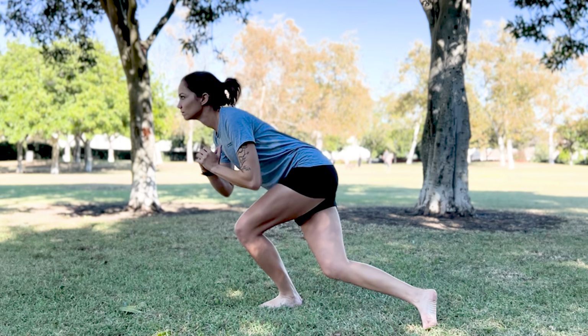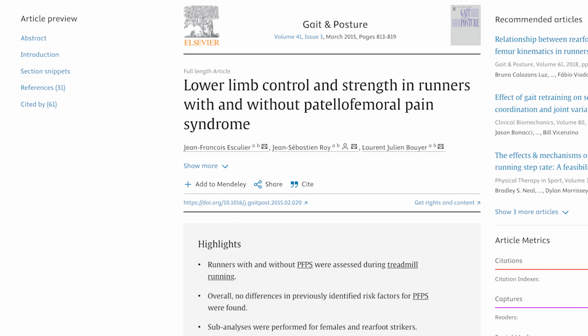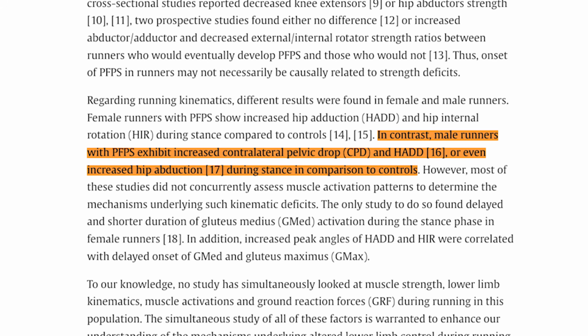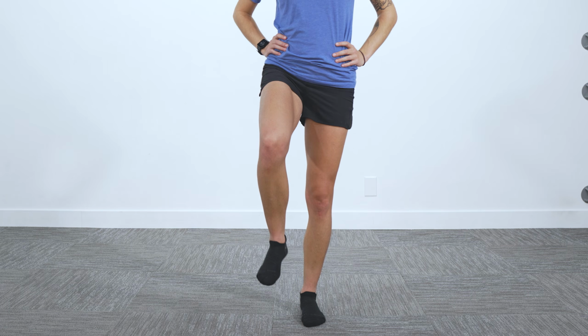That means it's not all about your quad. In fact, your quad isn't very involved with hip adduction. It's more about your hip and your core function, and when you're standing, it's more about your ankle and your foot as well. Another study looked at runners specifically. It showed that in stance phase, female runners with patellofemoral pain have increased hip adduction, as we mentioned earlier, and male runners have increased hip adduction as well, and contralateral pelvic drop.